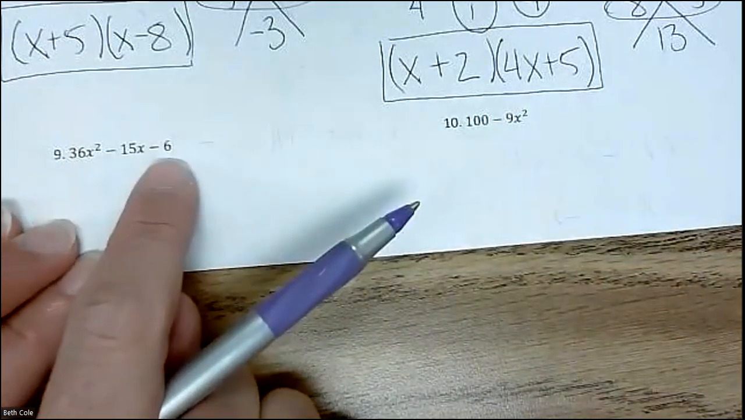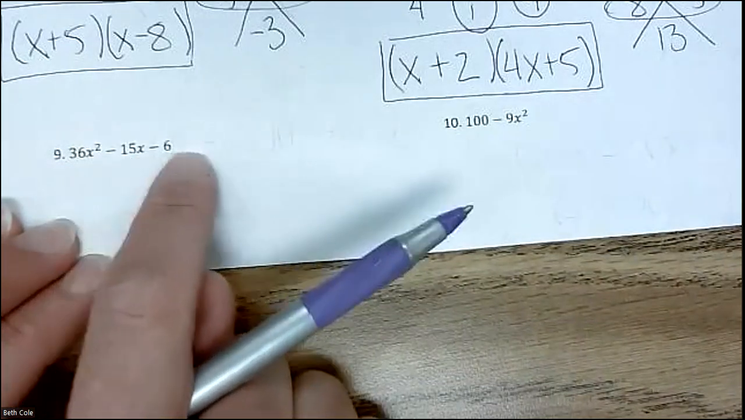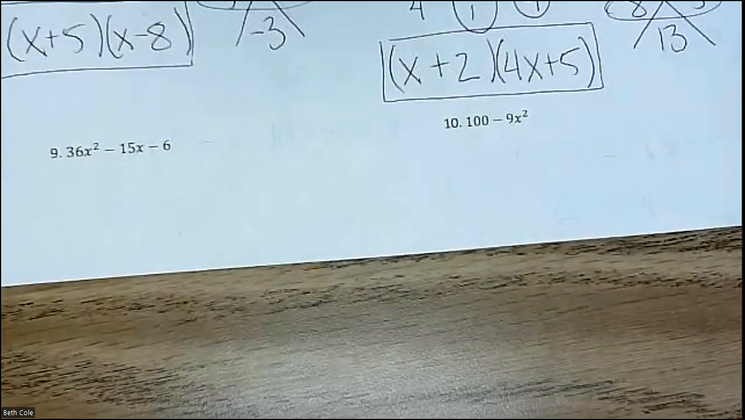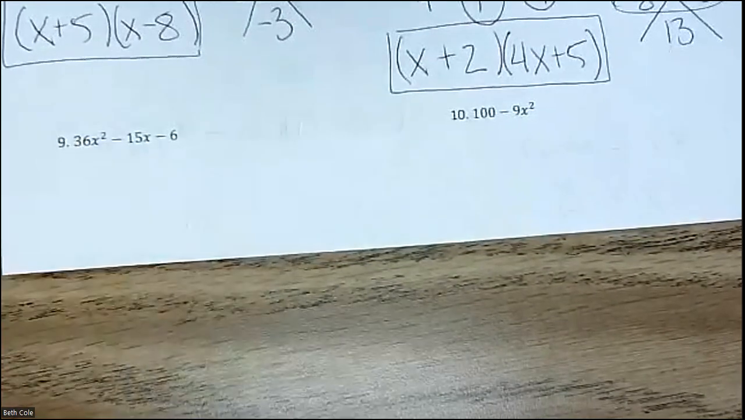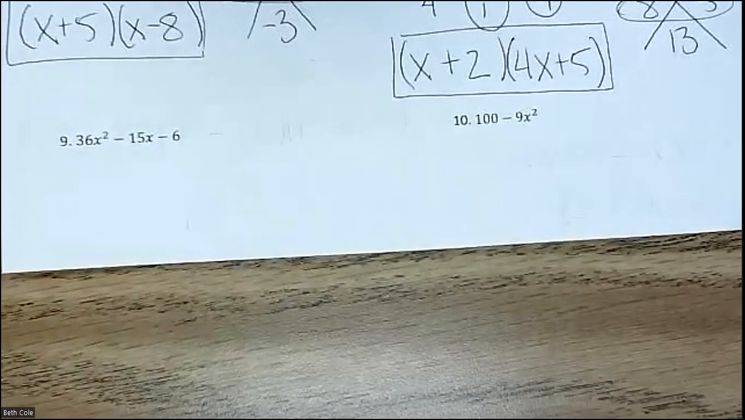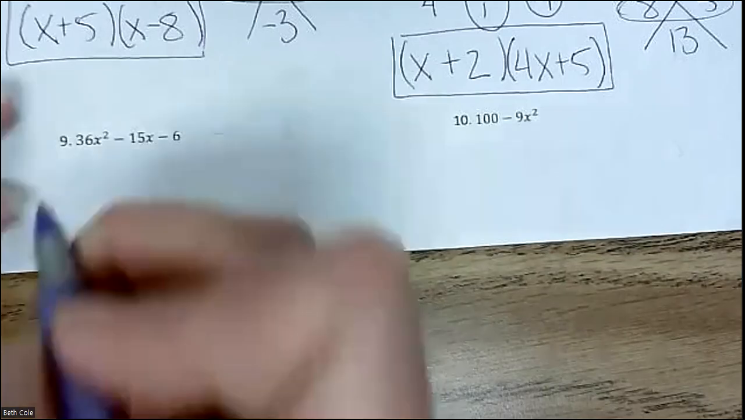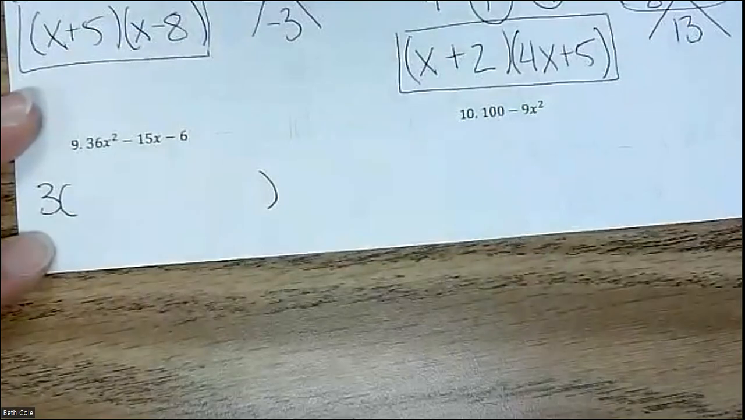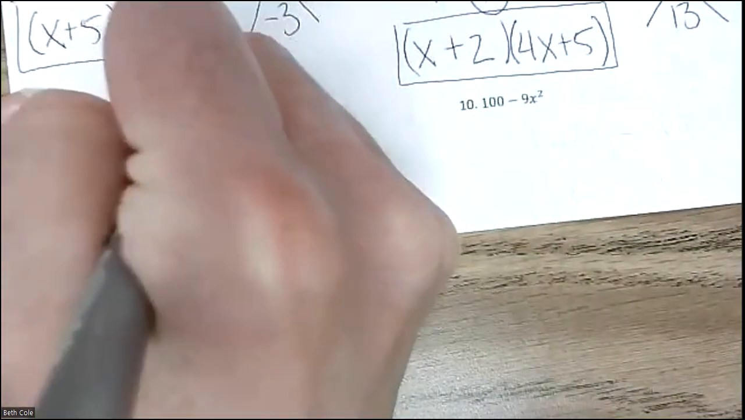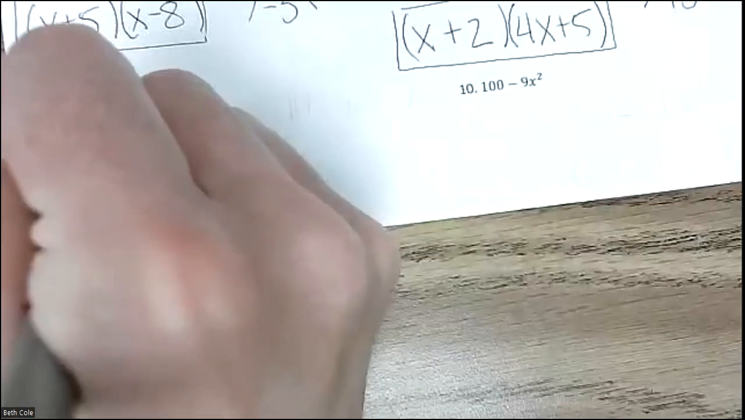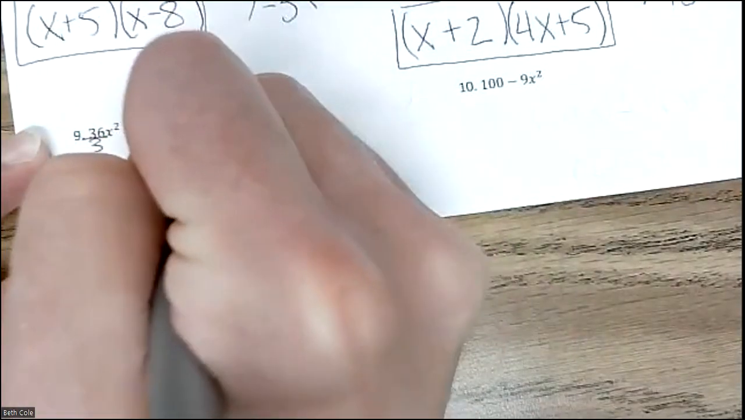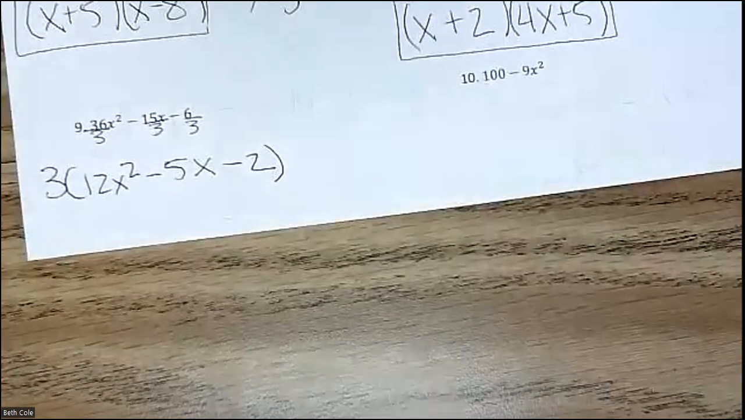Do you notice how this one's a trinomial? I think we should be able to take something out of each of these. What would be a greatest common factor for 36, 15, and 6? If you're not sure, I can type it in. Oh, good, it's 3. But if you're not sure, do GCF in the calculator. Put a 3, draw your parentheses. We're going to divide everything by 3. So you're dividing everything by 3. That'll leave you with 12x squared minus 5x minus 2.